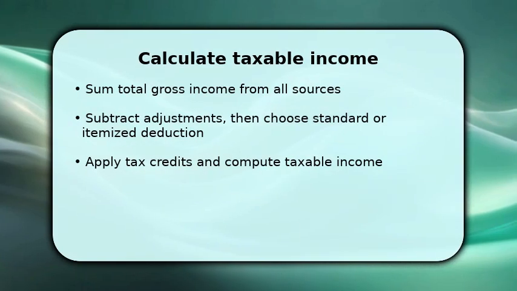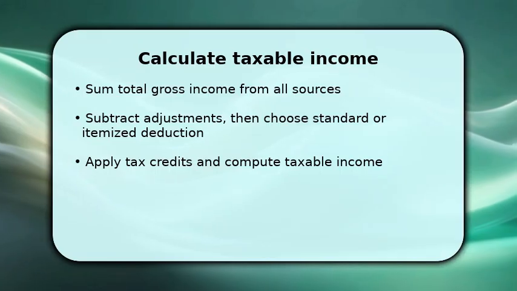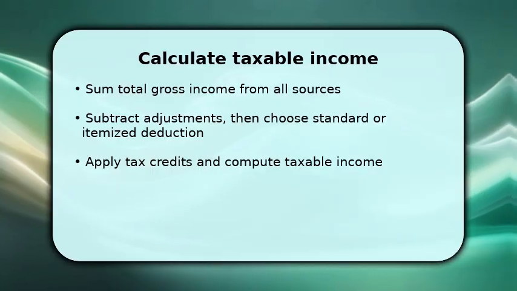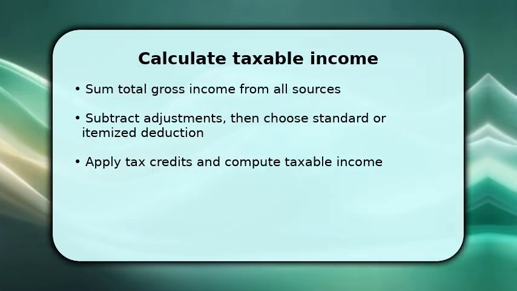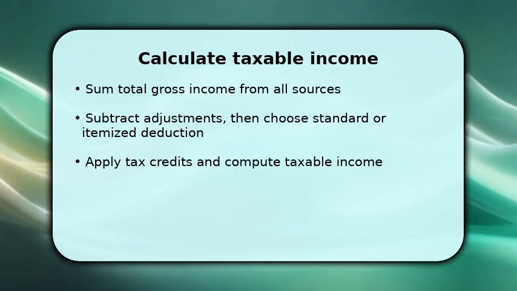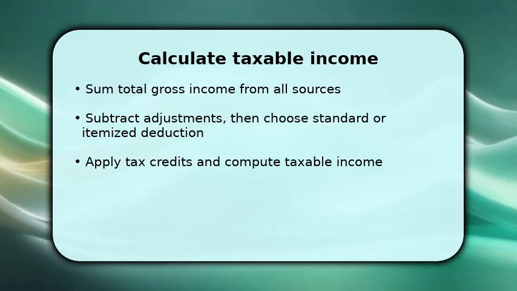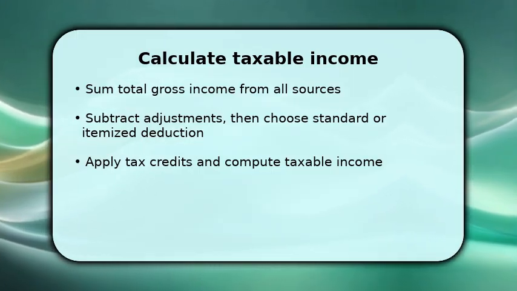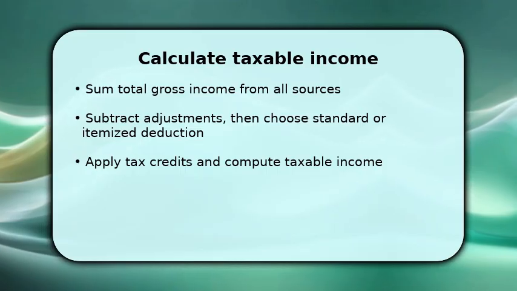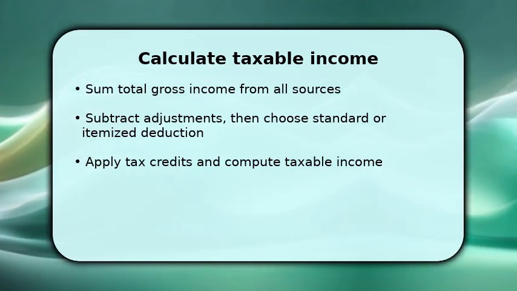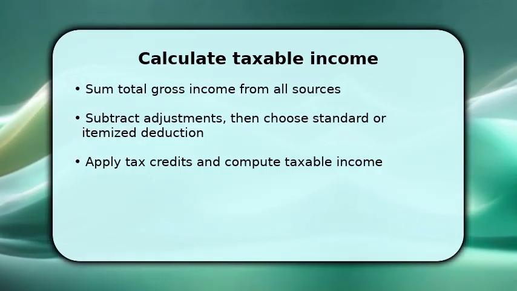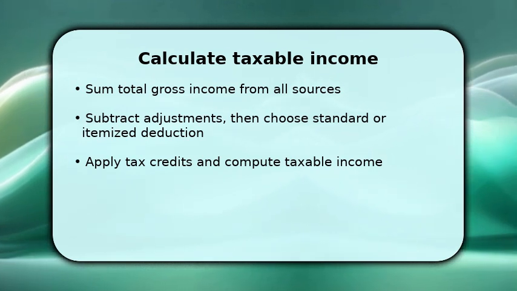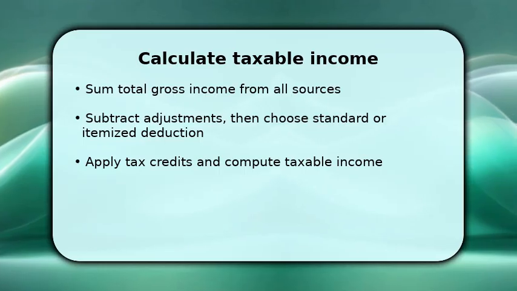You now compute taxable income step by step. First, add all gross income lines into one total so you see the full picture. Next, subtract allowable adjustments like retirement contributions or student loan interest to get adjusted gross income. Then decide between the standard deduction or itemized totals. Pick whichever yields lower tax. After that, apply non-refundable and refundable tax credits to reduce tax liability. These calculations produce the taxable income base used to determine the tax owed.